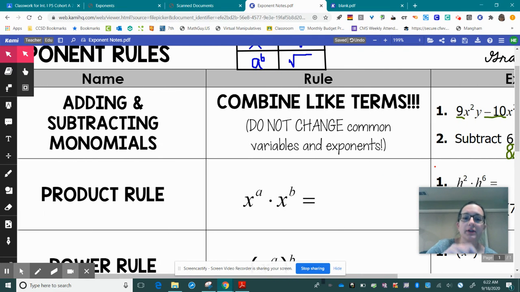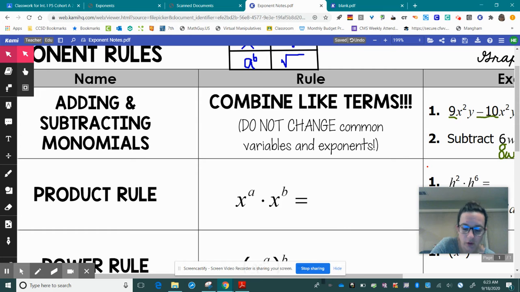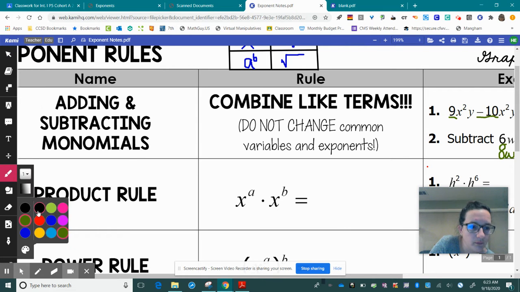Our next rule is called the product rule. Product is the answer to a multiplication problem. Notice that's multiplication between two exponents. Wonderful. So our product rule goes like so. Draw it on here. So we have x to the a power times x to the power of b. You can say it either way.